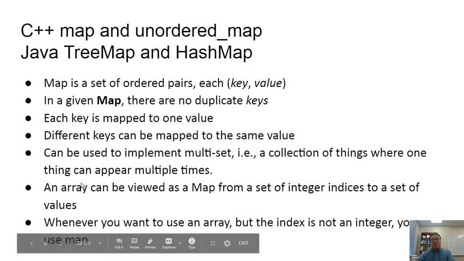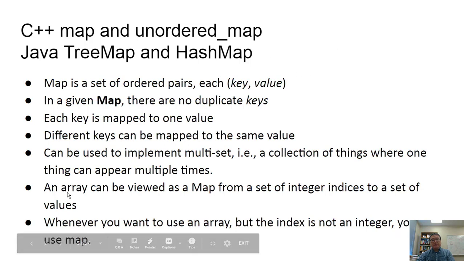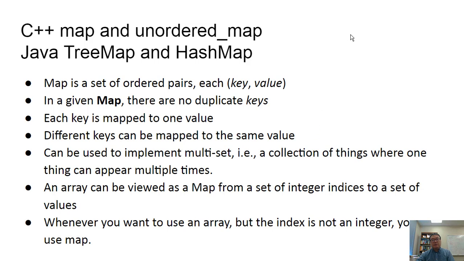So conceptually, abstractly, there is a relation between array and map. They actually provide fairly similar functionality in some sense, because the array can be viewed as a map from a set of integers to a set of values. The set of integers are the indices. So if we have an array of 100 elements, then it provides the mapping: 0 will map to some element, 1 will map to some element, 2 will map to some element, and so on and so forth.